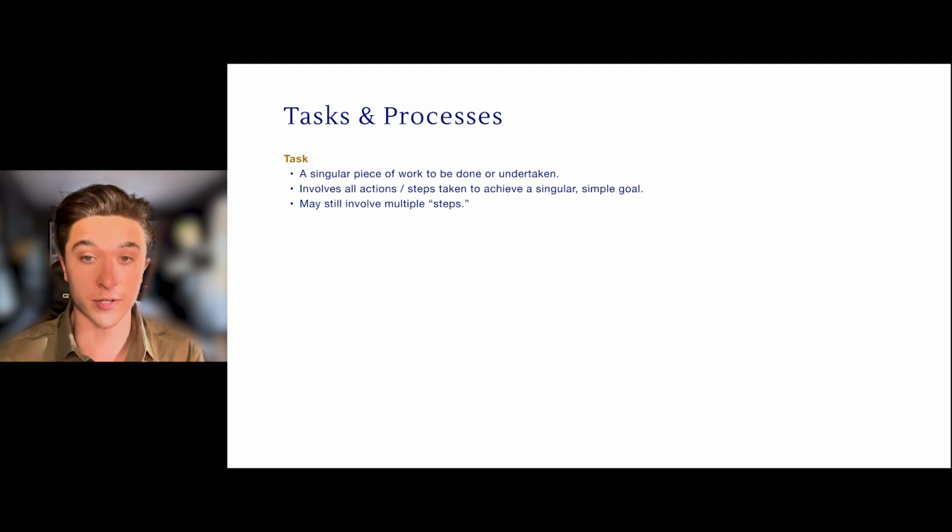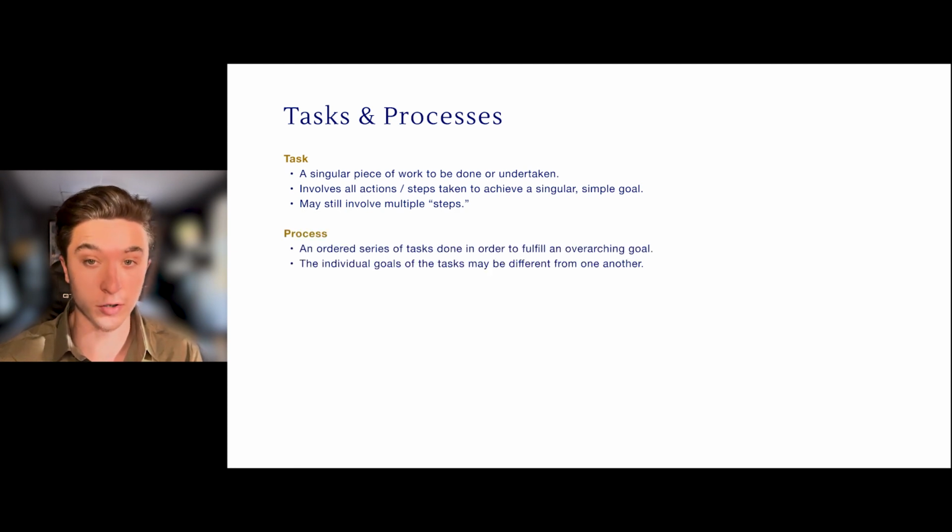However, it is important to realize that the interrupting and primary tasks can also be complete processes. They can be part of a complete process. And a process is defined as an ordered series of tasks, which is done in order to fulfill an overarching goal. So knowing these two terms, you can now see that it is possible for us to finish a task completely while still being in the middle of a larger process.